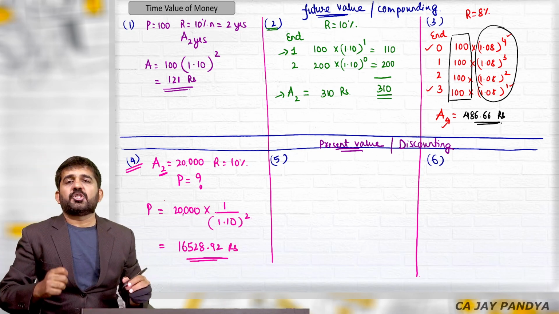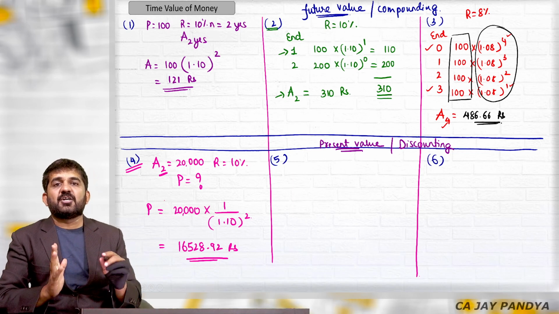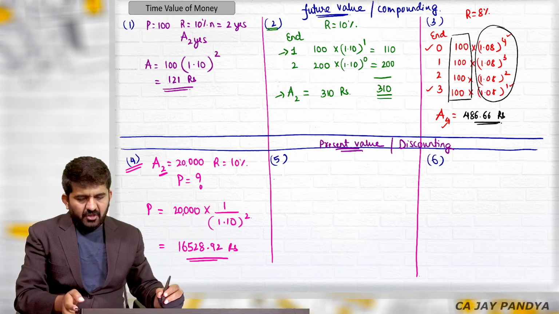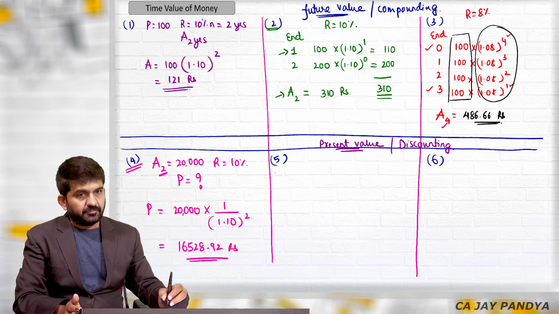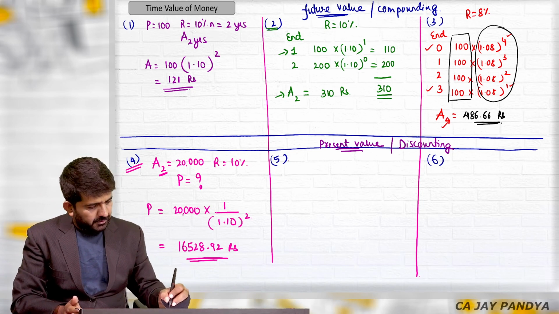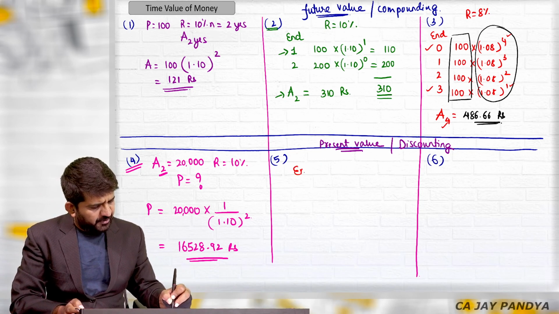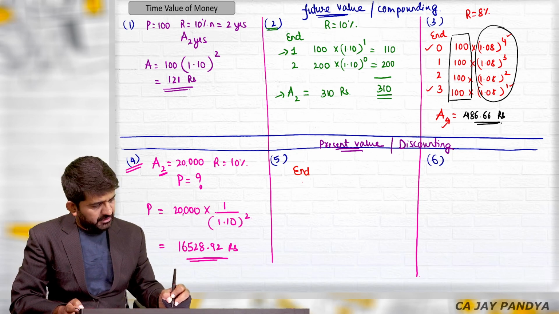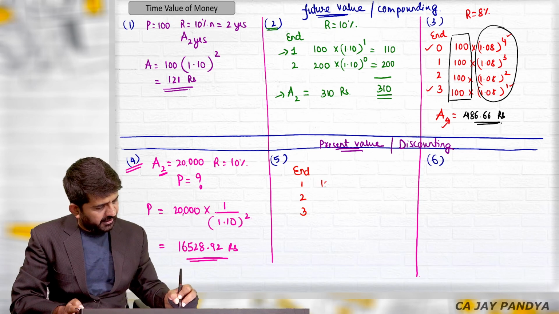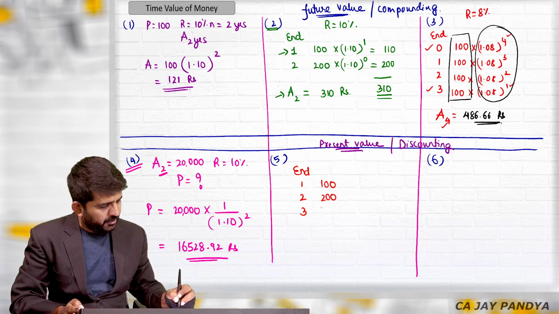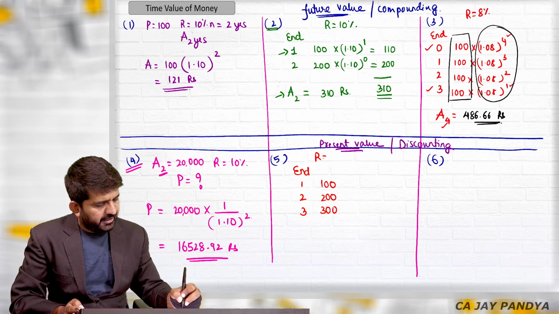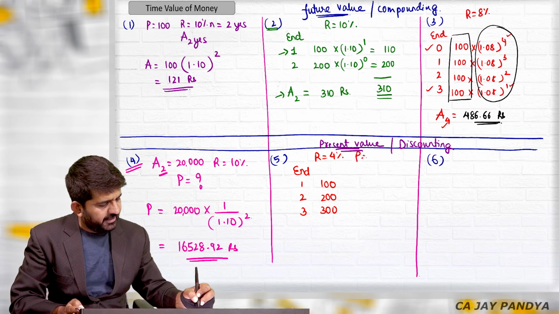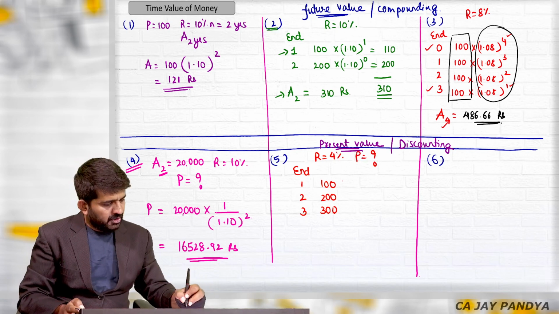So these are the fourth category of simple present value questions. Fifth one, which is a different installment present value question. At the end of first, second and third year, the amount is 100, 200 and 300. Rate of interest is 4%. Find out the present value. How will you find it out?